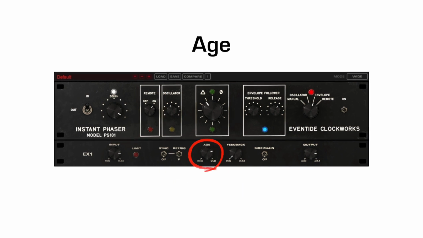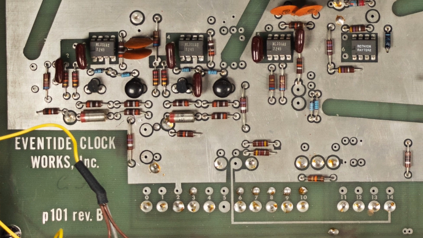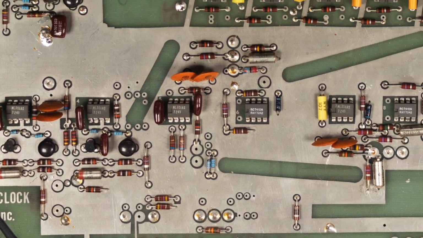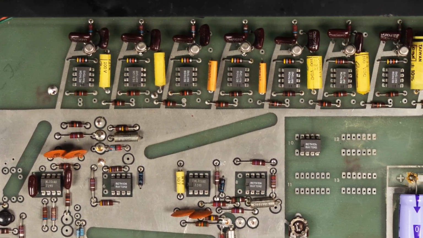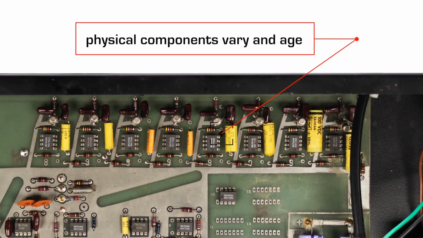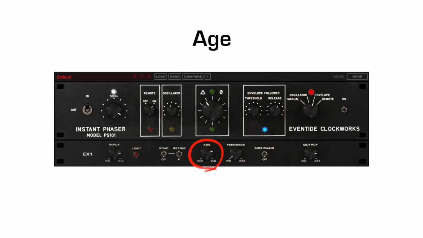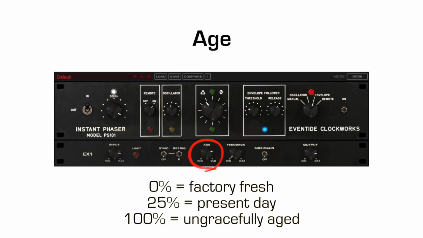The age knob controls the age of the electrical components that make up the Instant Phaser. The physical world is not precise, but the digital world is, and when you emulate physical hardware using digital code, you're creating something that can exist in the real world. Because the Instant Phaser contained 8 stages of all-pass filters, there was variation. Age takes it one step further by aging the original non-precise components.